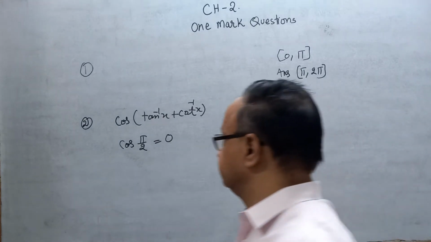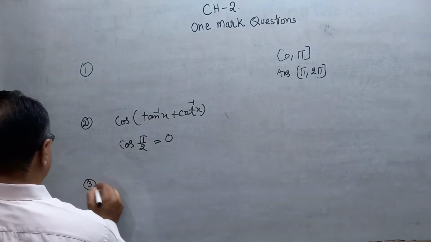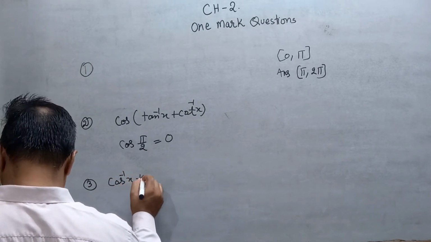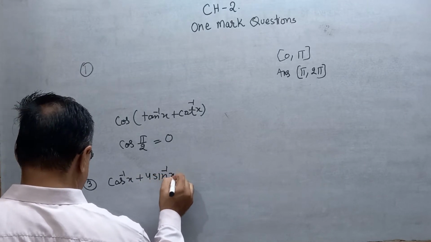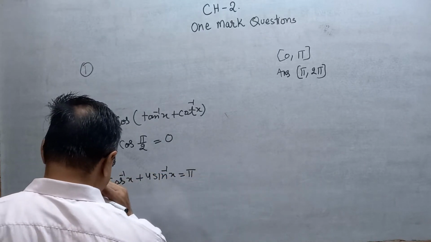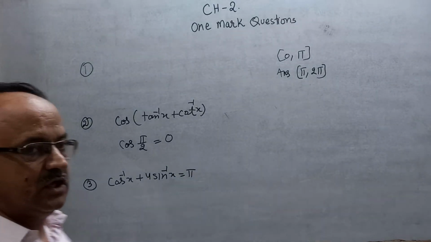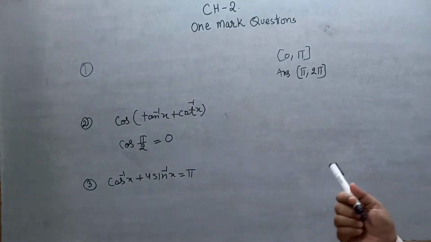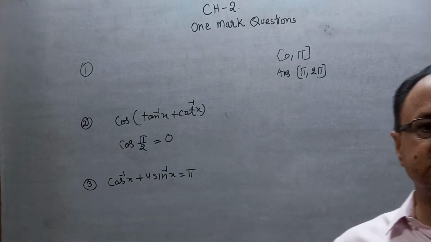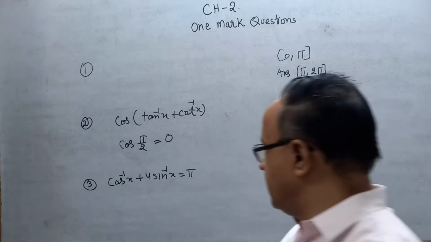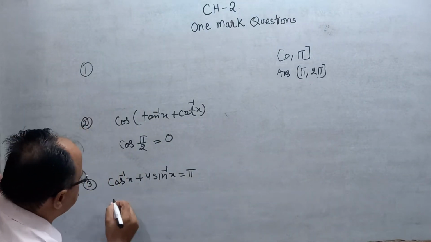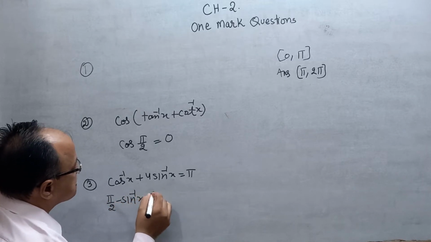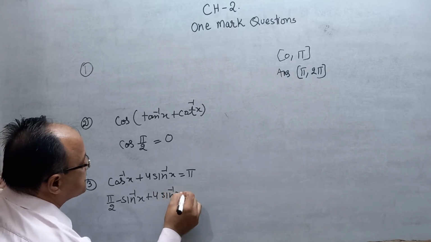Next question. Third. Cos inverse x plus 4 sin inverse x is equal to pi. Then find the value of x. Very well, the result about cos inverse x plus sin inverse x is pi by 2. With the help of that result you can write here pi by 2 minus sin inverse x plus 4 sin inverse x is equal to pi.